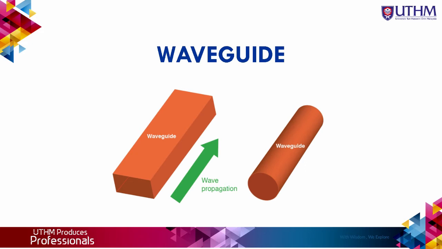Okay, now I will continue with the waveguide. Basically, there are two types of waveguide, which are circular waveguide and rectangular waveguide. However, both types share similar uses, which is to carry microwave frequency from source to load.